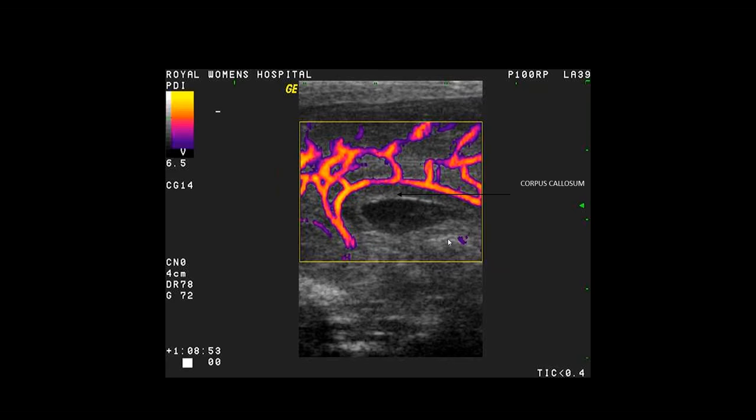The corpus callosum, and then you're going into the cavum septum pellucidum, the pericallosal artery, and the callosomarginal artery, and the anterior cerebral artery. So these become more clear in pulse Doppler, because sometimes in the very preterm infant, it's very low velocity flow.